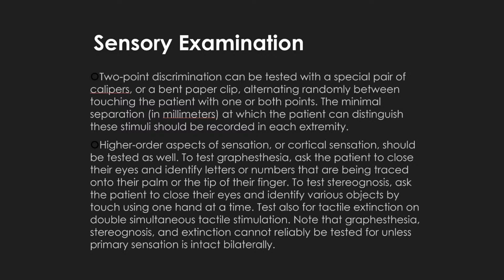The last thing I wanted to tell you is high order aspects of sensation, and they can only be tested if primary sensation is intact. If receptors are fine, then everything is delivered to the brain properly and therefore can be tested. But if the initial part of the chain is broken, then the brain will not receive proper sensation, and you need intact peripheral sensation.